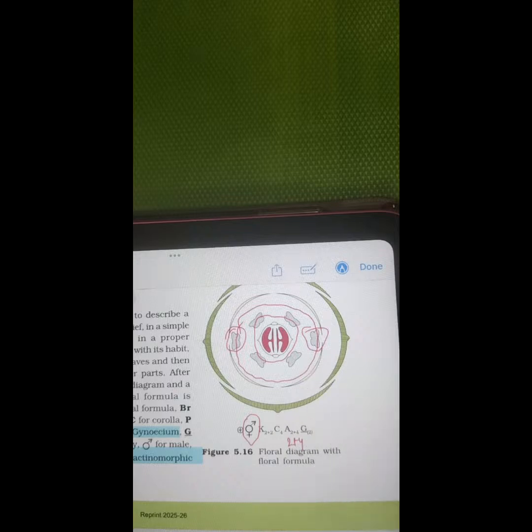So in the outer whorl it is 2, in the inner whorl it is 4, and you cannot reverse this order as 4 plus 2. Otherwise it would be a mistake. Now the next thing written here is for the gynoecium. In the case of gynoecium, how many carpels are there? 2. It is syncarpous, and there is a dash beneath the G, right? So this dash beneath the G signifies which condition? Hypogynous condition.